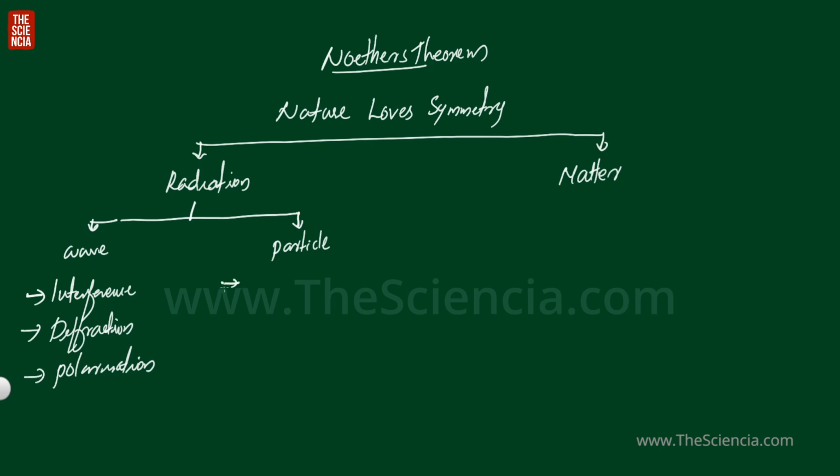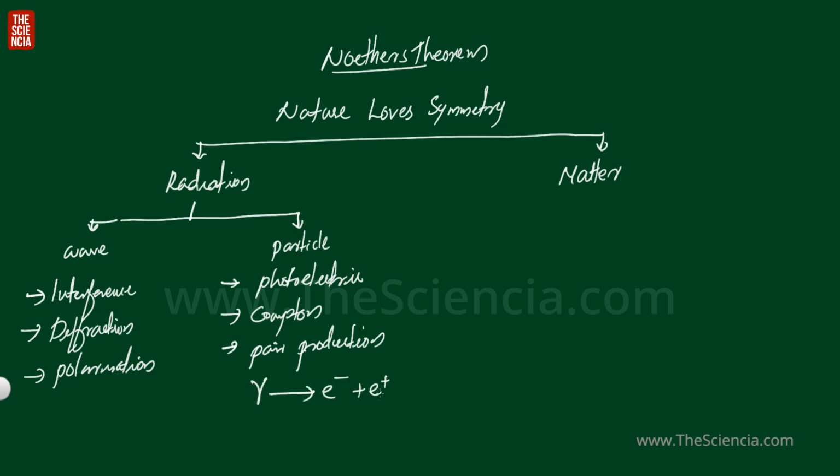And in some phenomena like the photoelectric effect, Compton effect, pair production. What is this pair production? A photon can become an electron and a positron. So that is pair production. So the photon becomes a particle, right? So the radiation has this symmetry, that is, it has a wave nature and a particle nature.